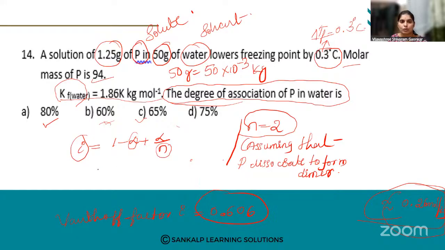Just substitute the value. The Van't Hoff factor we calculated is 0.606. So 0.606 is equal to 1 minus alpha, where alpha is unknown for us, plus alpha divided by 2. Correct? Just solve this. Alpha is unknown. It can be written as alpha minus alpha by 2.